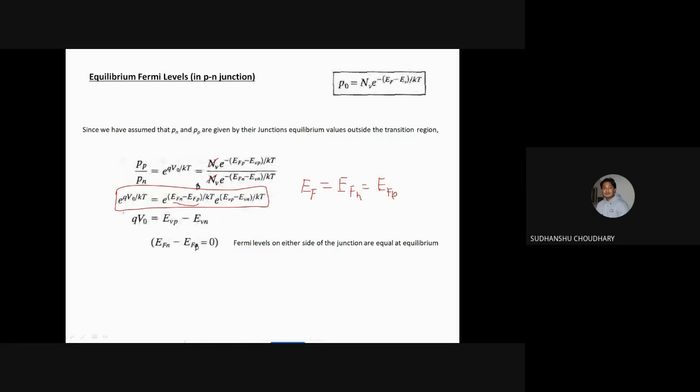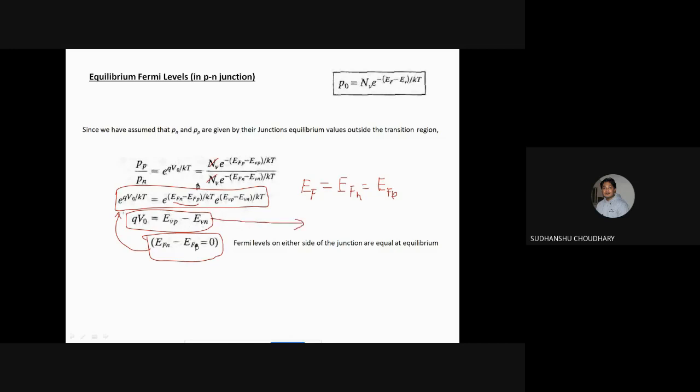We had just assumed it is EFP for P type and EFN for N type, but actually it is the same in equilibrium. So this term, EFN minus EFP, would be equal to 0. Putting this over here, one can find a relation finally. Now this relation, that is QV naught is equal to EVP minus EVN.